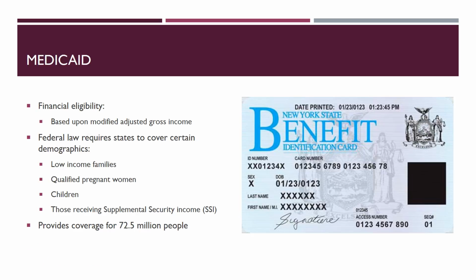Medicaid is administered at the state level in accordance to federal requirements and is funded jointly by states and the federal government. To be eligible for Medicaid coverage, the Modified Adjusted Gross Income, or MAGI, is used. The MAGI takes into account income standards as compared to the federal poverty level to determine eligibility. The demographics usually covered by Medicaid include low-income families, qualified pregnant women, those receiving supplemental security income, and children, which we will look further into on the next slide.